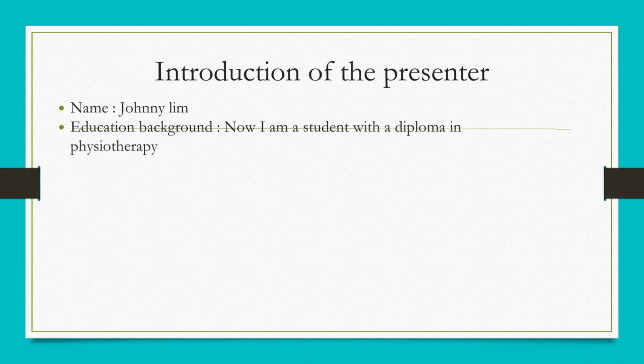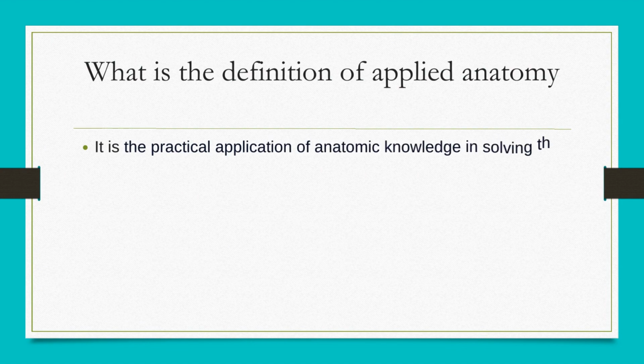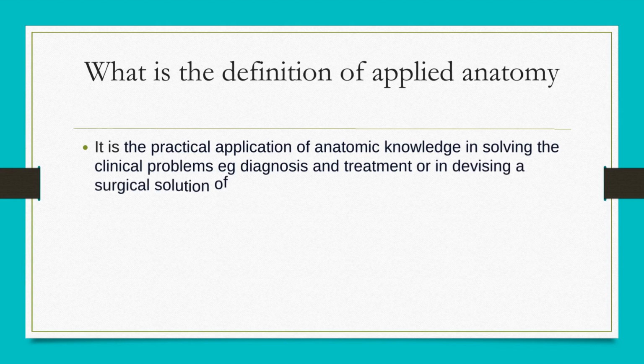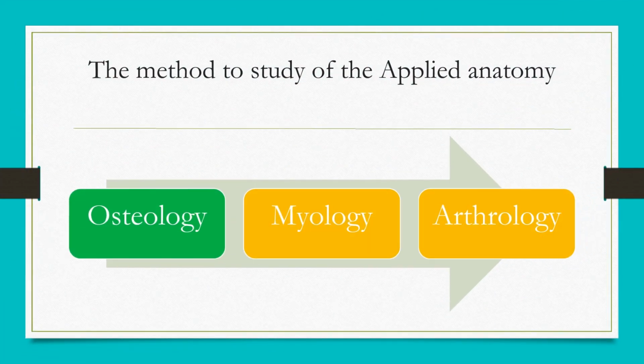Without waiting so long, let's start our topic today. What is the meaning of applied anatomy? Applied anatomy is the study of the structure of the human body. As physiotherapists, we must master this course, because you will use this knowledge in your future job or clinical posting. Now I will share the method for studying applied anatomy.